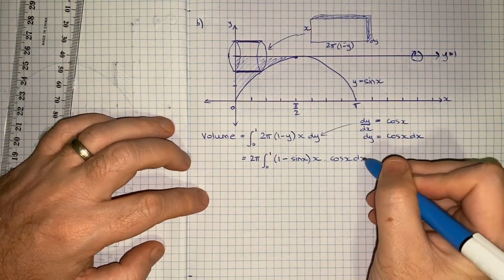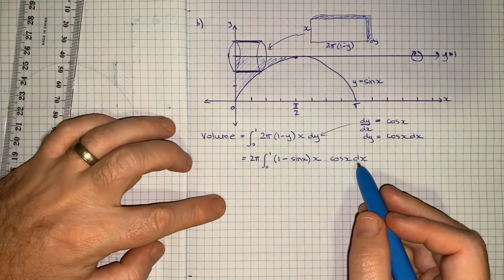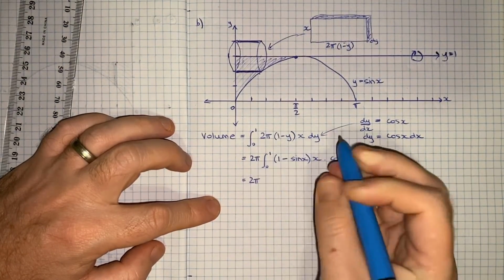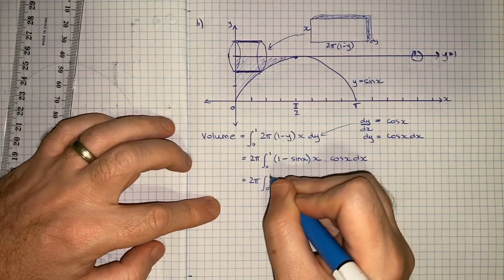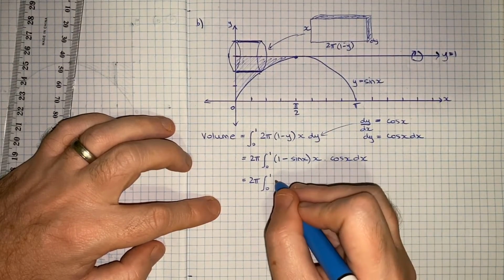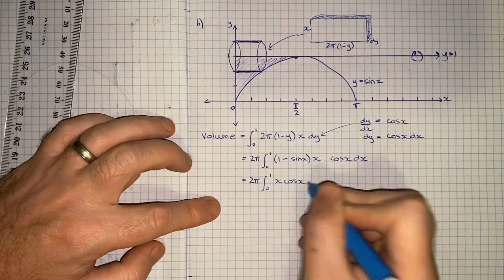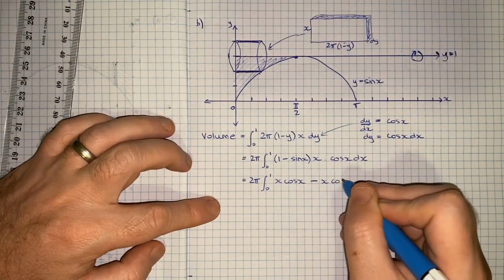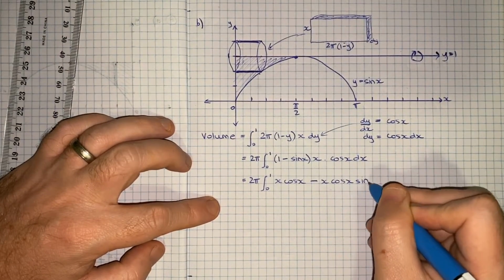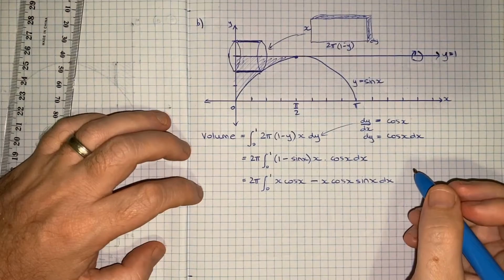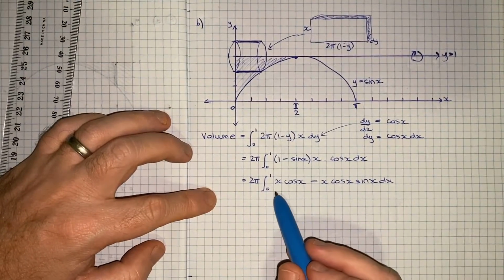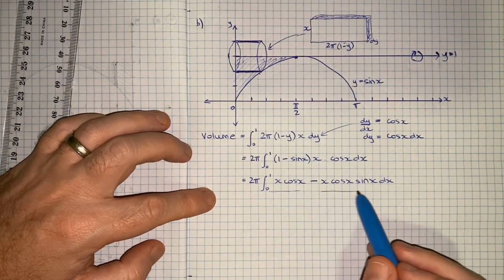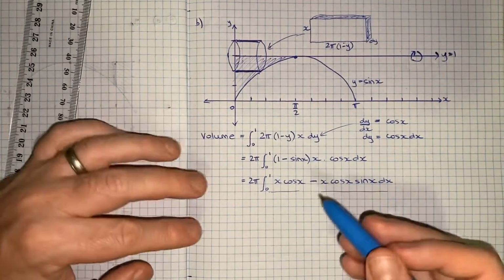And now let's clean this up a little. It's probably going to be helpful to expand all this. So we'll get 2 pi times the integral from 0 to 1 of x cos x minus, and we could write this as x cos x times sine x dx. And what we'll need to do is look at each of, well, we're going to need integration by parts, and it might be helpful to just do each bit separately, and then bring it all together.